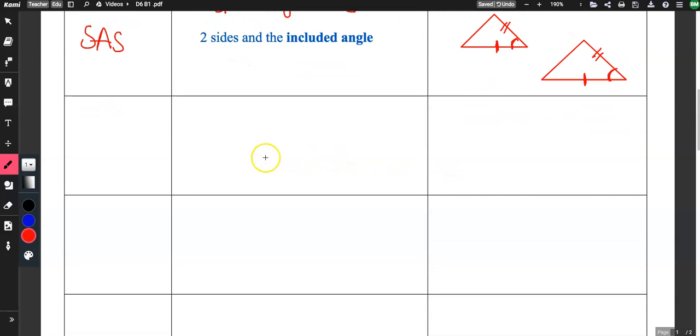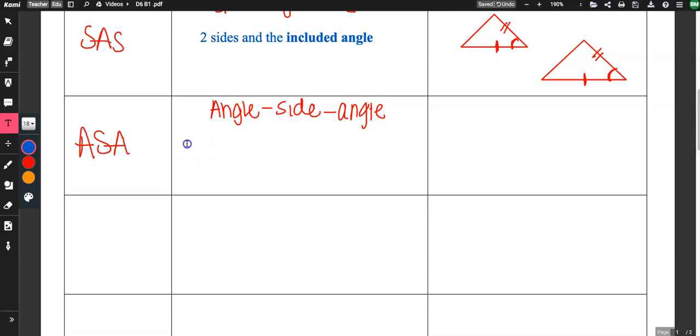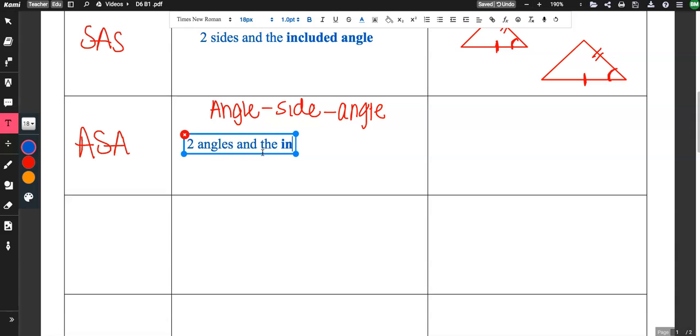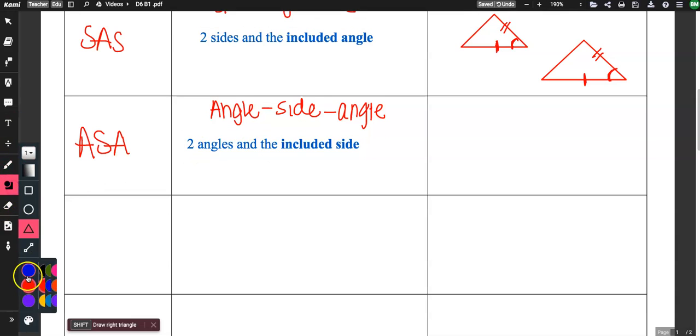Next one, angle, side, angle. So this guy would be 2 angles and the included side. Again, that means the side has to be directly in between the 2 angles that are congruent to each other. Okay, so let me draw.